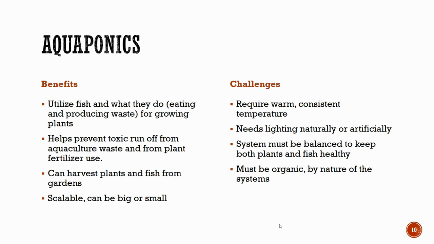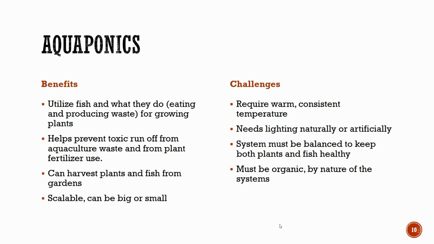The challenges are very similar to those we find in hydroponics. You need a temperature controlled space that also has a long growing system that oftentimes equates to indoors. The lighting can be done naturally, but oftentimes is done artificially. And we have to keep the system balanced so that both the plants and the fish are healthy.